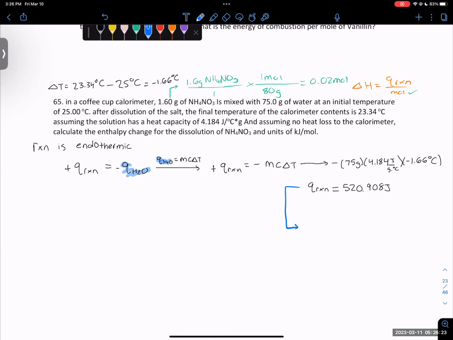Now, what's the important thing about our units? What should our units be for enthalpy? Kilojoules, right? So now the next thing is just our basic conversion from joules to kilojoules. So 520.908 joules divided by 1,000, since there are 1,000 joules in 1 kilojoule, should give us 0.520908 kilojoules.